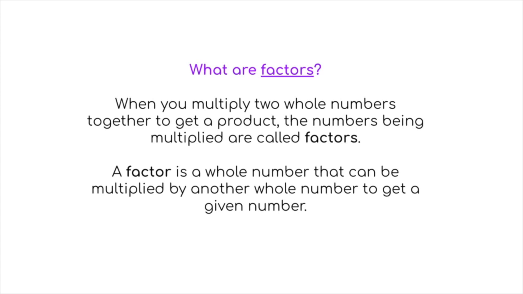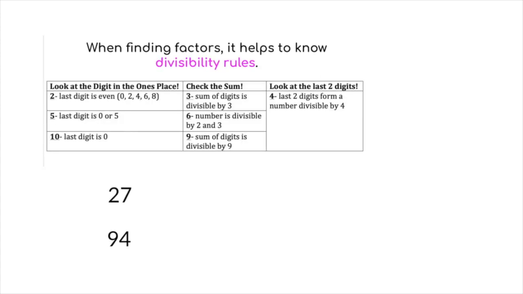What are factors? When you multiply two whole numbers together to get a product, the numbers that are being multiplied are called factors. A factor is a whole number that can be multiplied by another whole number to get a given number. When finding factors, it helps to know divisibility rules. There are tips and tricks to tell if a number is divisible by the following numbers: 2, 5, 10, 3, 6, 9, and 4.